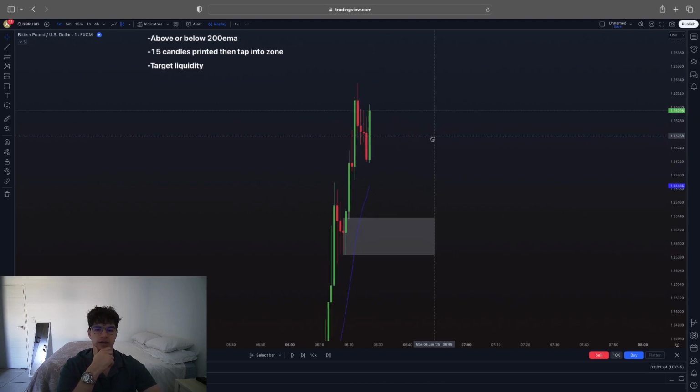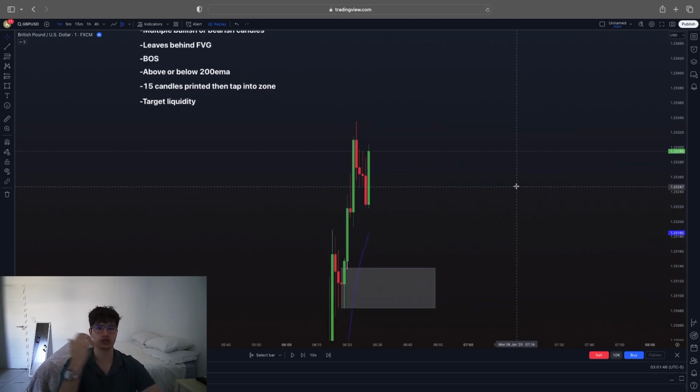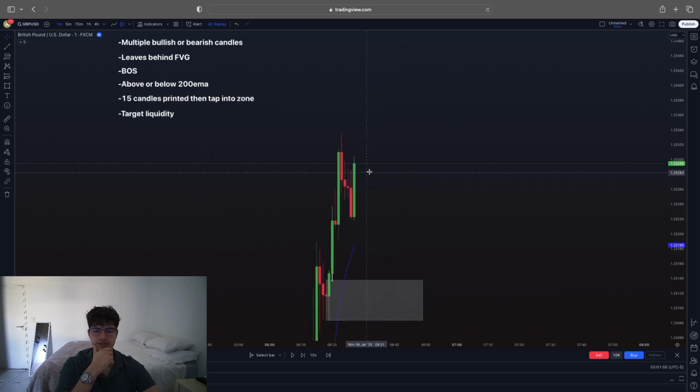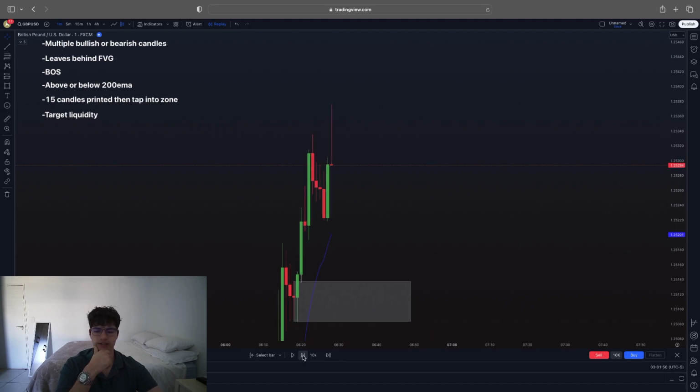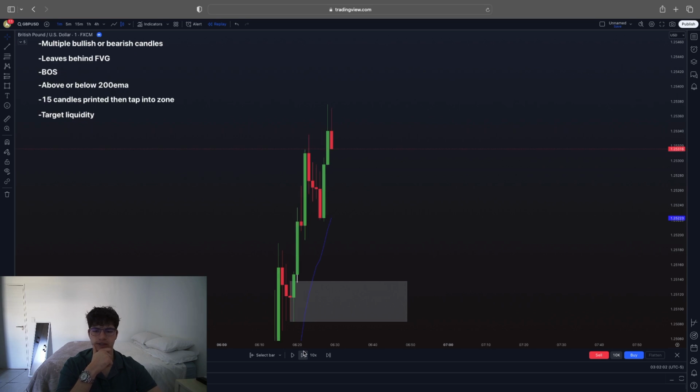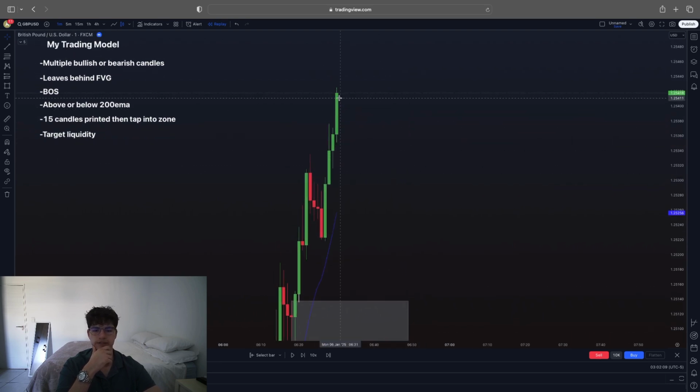And I'm going to break down an actual trade that I took. I took this trade live. So let's just break this down. As you can see, we had one bullish candle. We obviously need more than that. There's the second bullish candle. There is, I think, the third bullish candle. I think there was one more. Yeah, there is the fourth bullish candle.